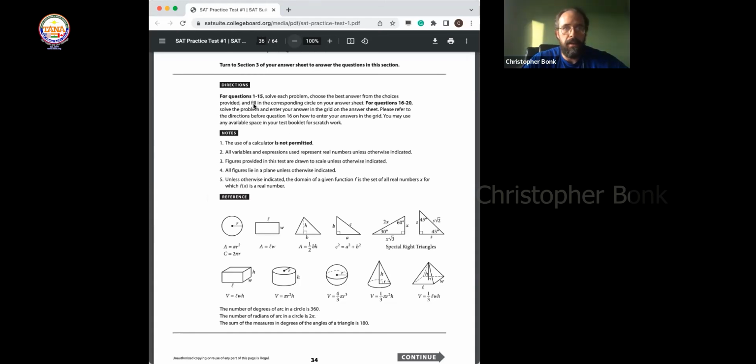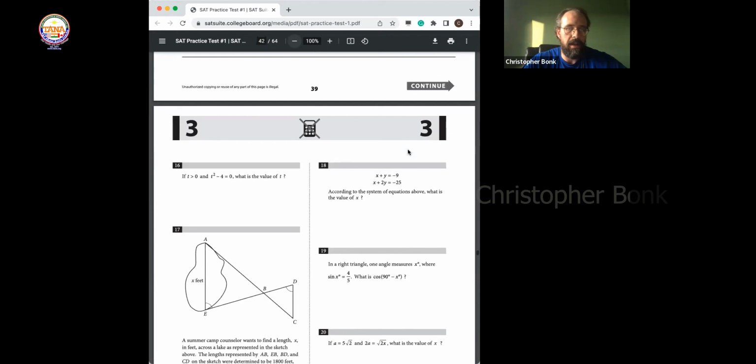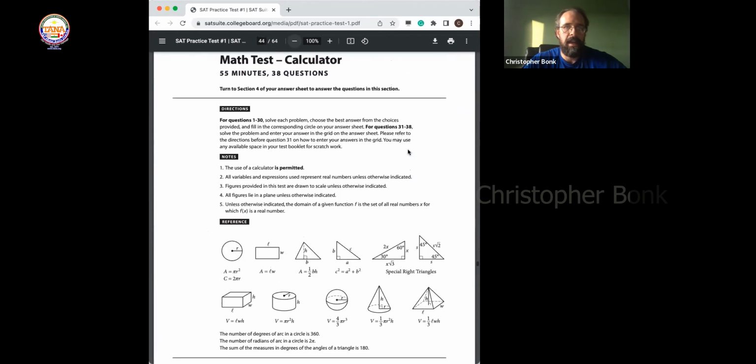So for the no calculator section, the first 15 are multiple choice, and the next 5 are free response. The with calculator section is going to be the exact same way, just a slightly longer test. For the first 30, it's multiple choice. For the last 8, it's going to be that free response grid-in style that we're looking at.